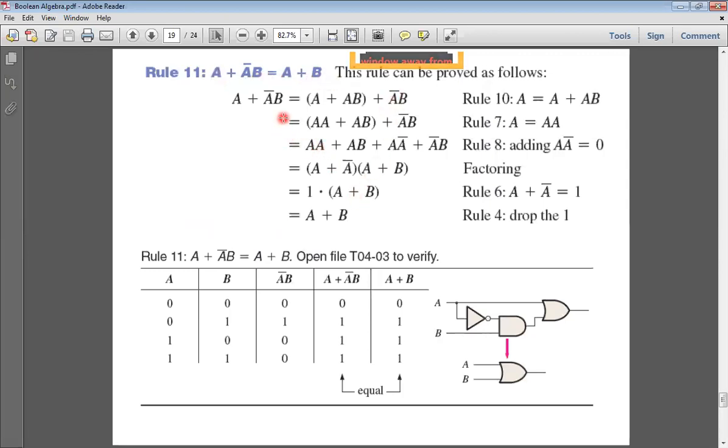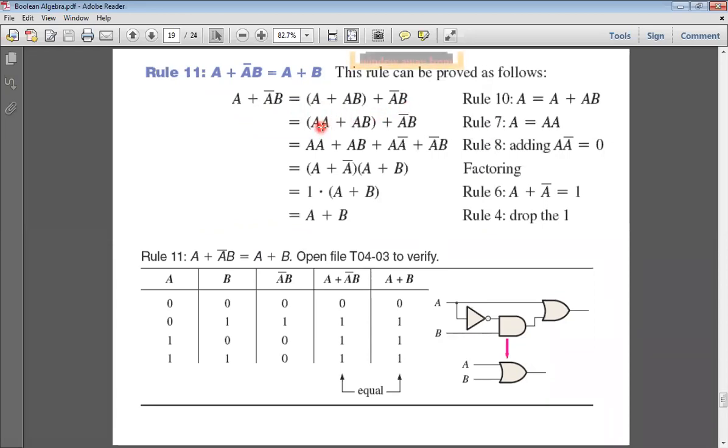This is the proof. Proof is not much important, but anyway, the steps we have followed in proving this may be useful in simplifying the Boolean expressions. Let's see. A plus A bar B is the left hand side term. We start with the left hand side. Now see, what we can do is, A can be written like this, A plus AB. That is the rule 10. Just now we saw that one. A is same as A plus AB. We are using A plus AB. On right hand, this term is taken as it is.